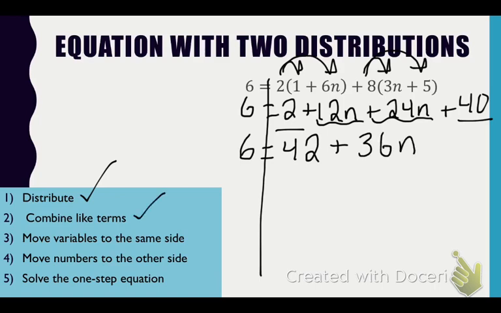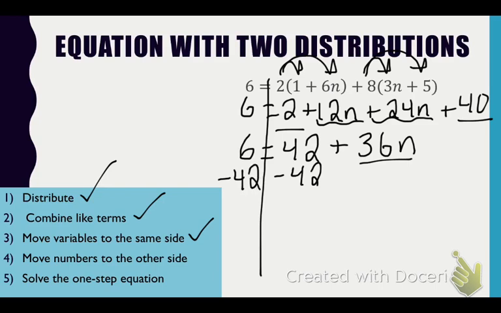So step 3 says move variables to the same side. Well, variables are already on the same side. I don't have any other n's anywhere, so that step is done. Now I'm going to move numbers to the other side. So I'm going to move 42 over by subtracting it.